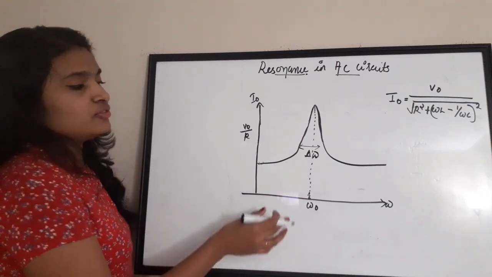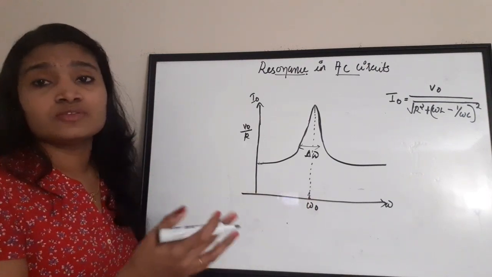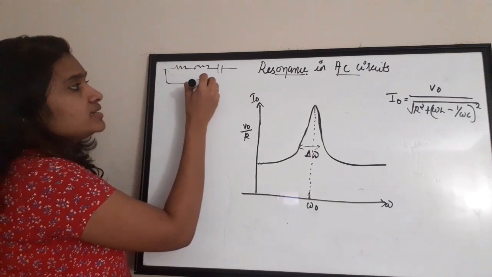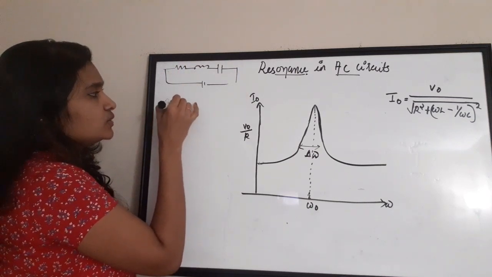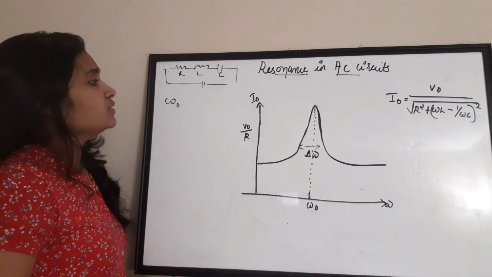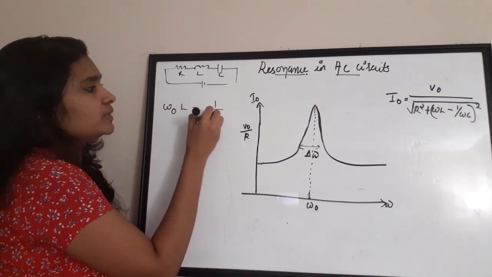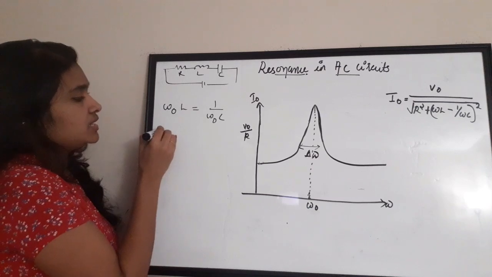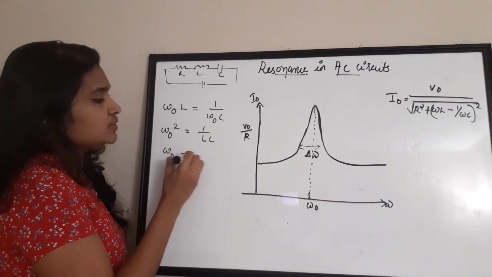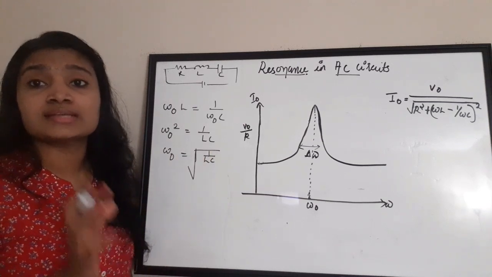Okay. Now in the graph, we have marked omega 0. What is the value of omega 0 in terms of these elements? The elements are a resistor, an inductor, and a capacitor, right? So what is the value of omega 0 in terms of R, L and C? Okay, in order to find the resonance condition, we equate omega 0 L equal to 1 by omega 0 C. And from that, omega 0 square is equal to 1 by LC, and omega 0 is equal to the root of 1 by LC. This is the equation to find the resonance angular frequency.